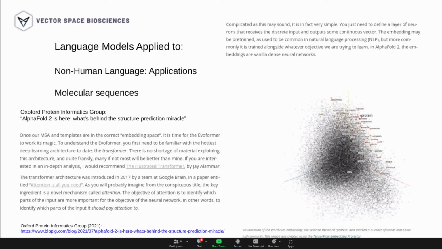This is an article produced by Oxford Protein Informatics Group titled AlphaFold 2 is Here, What's Behind the Structure Prediction Miracle? And as you can see with this graphic here, you can see that vector representations or embeddings are used to predict similarity between protein structure or protein sequences, also based on vector representations, the transformer, and embedding, and in fact, natural language processing beyond words.